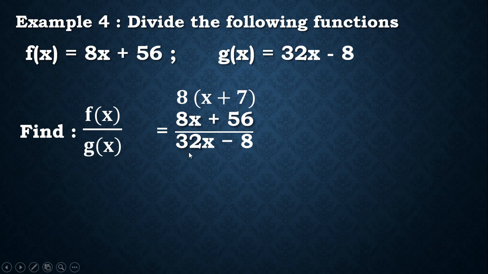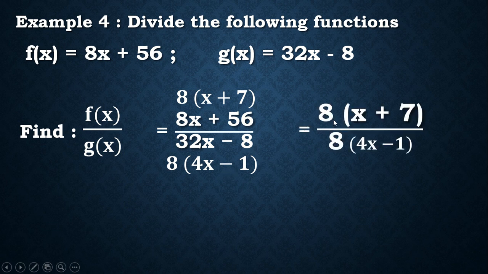And then, in our denominator, our greatest common factor is also 8, because both numbers, 32 and negative 8, can be divided by 8. 32 divided by 8, that is 4, or 32x divided by 8, that is 4x. And negative 8 divided by 8, that is negative 1.